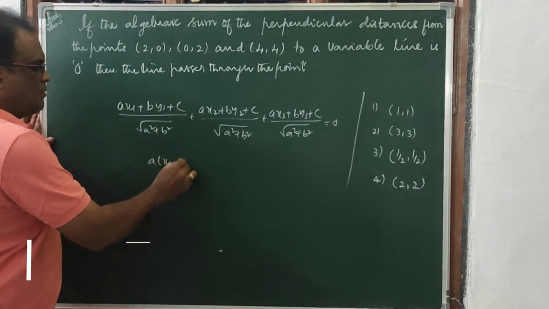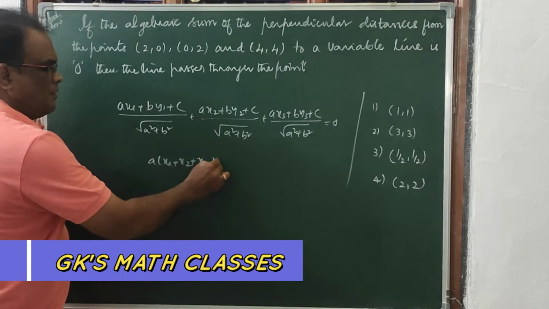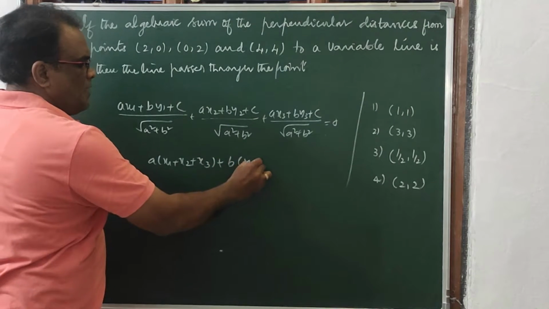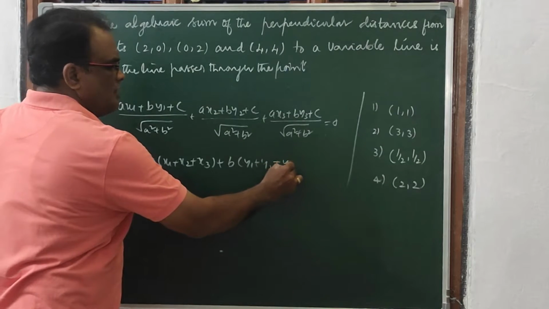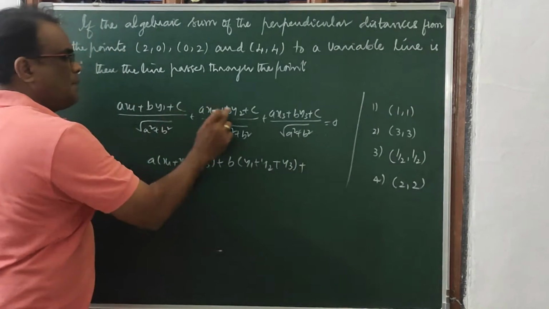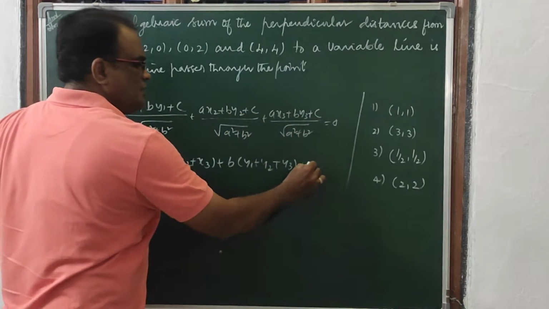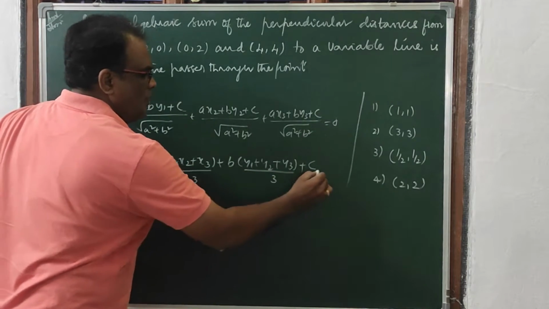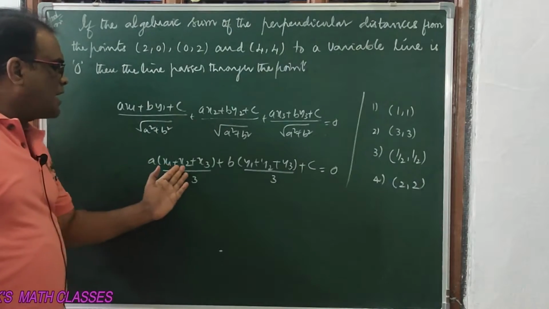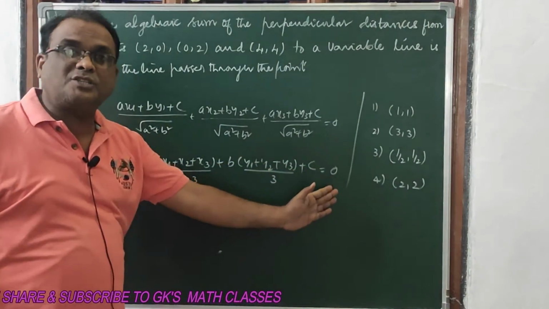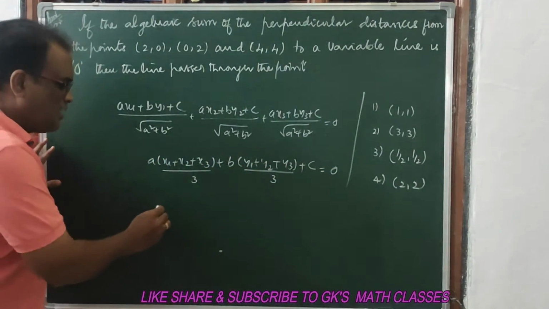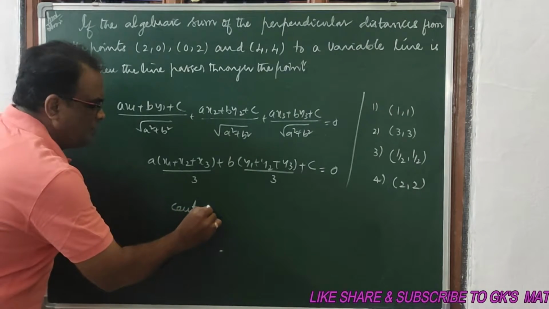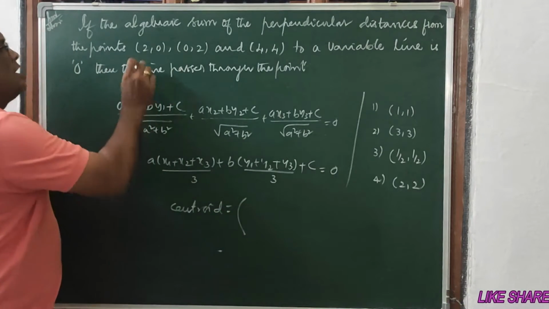a into x1 plus x2 plus x3 plus b into y1 plus y2 plus y3, plus c plus c plus c, that is 3c, equal to 0, divide by 3. So the line ax plus by plus c passes through the centroid. So the required point is the centroid.